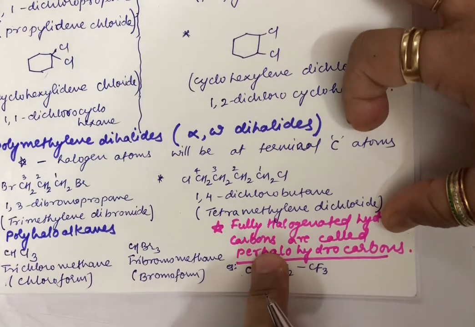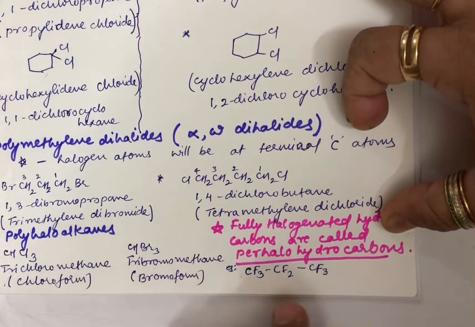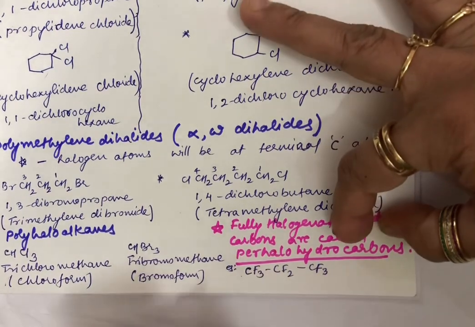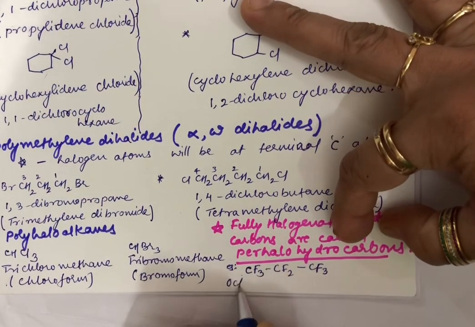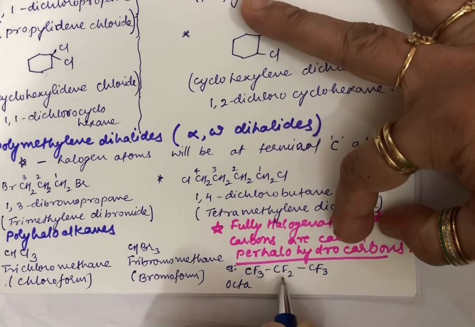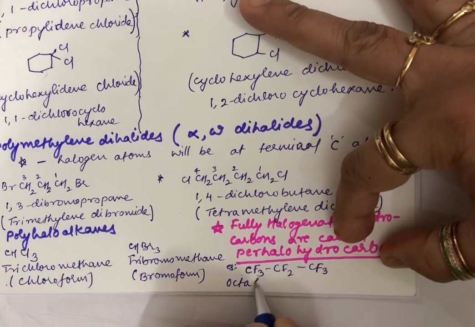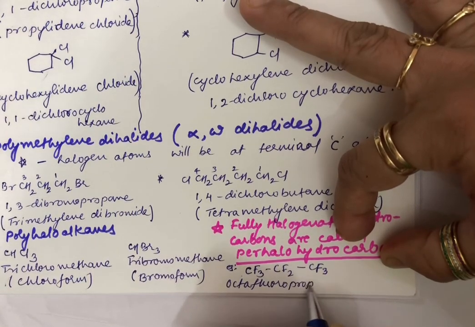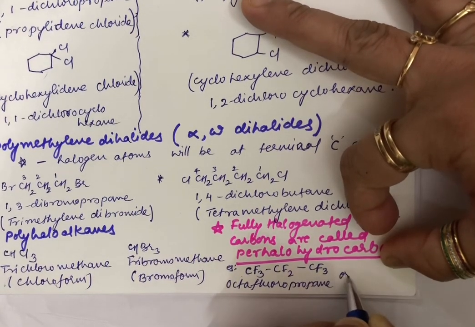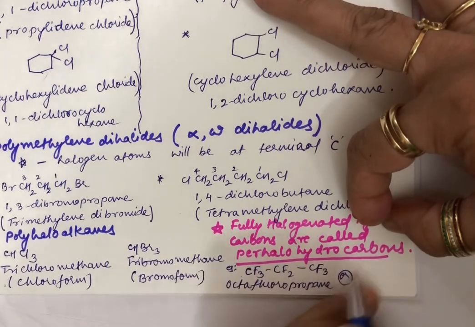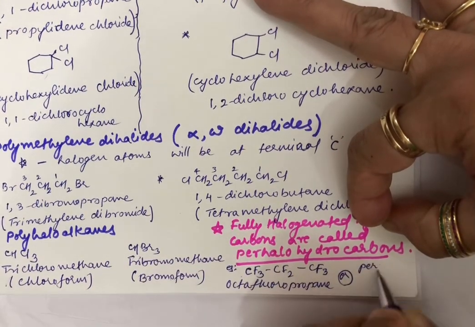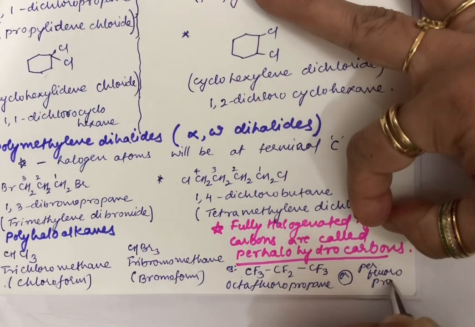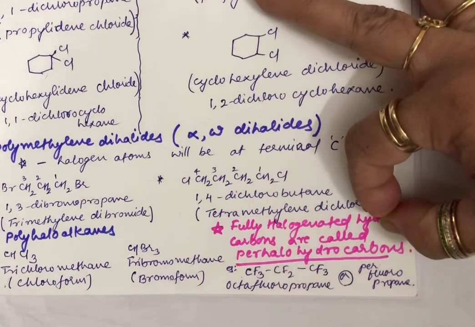In this case, it is no doubt perfluoropropane. The name for this is perfluoropropane, or you can call it octafluoropropane, because 8 fluorines are there. Okay, you can call it octafluoropropane, or as I said, perfluorohydrocarbon. So you can name this as perfluoropropane because you have 3 carbons in it.